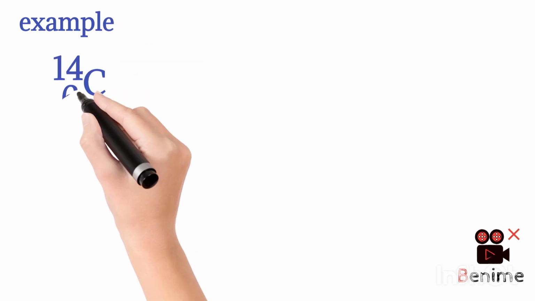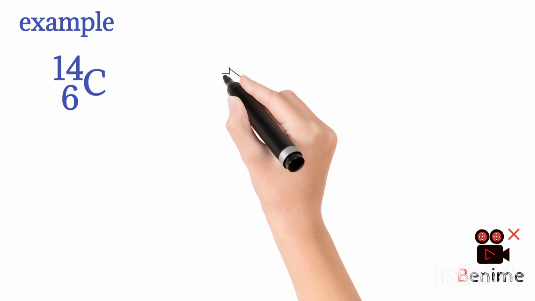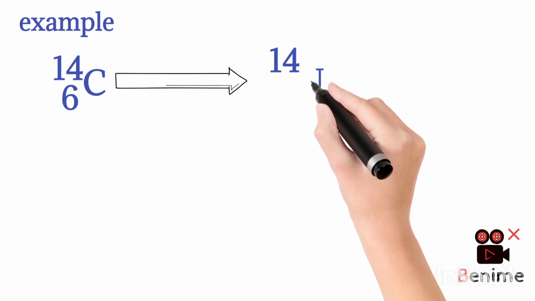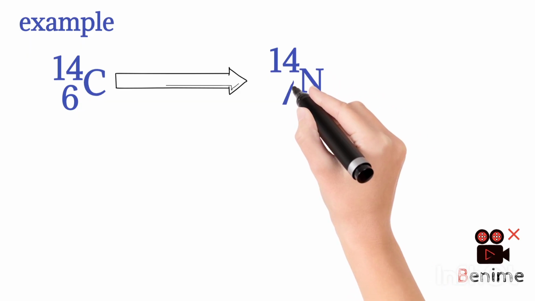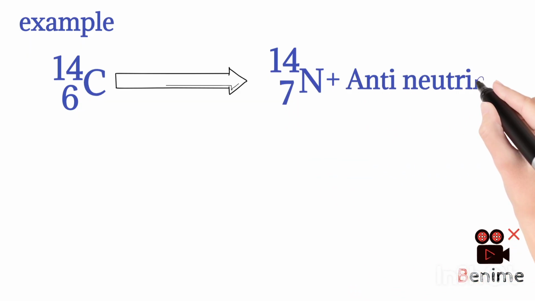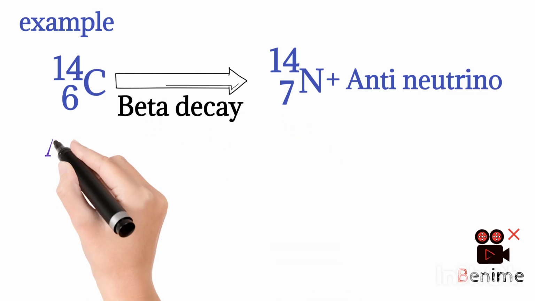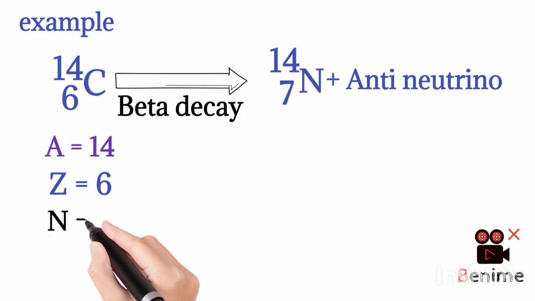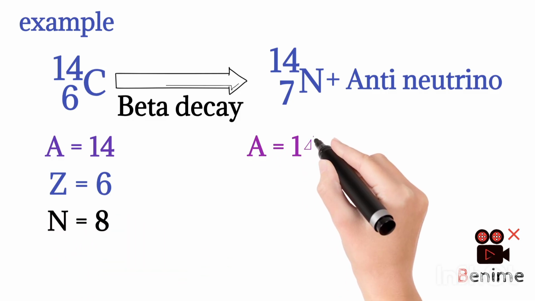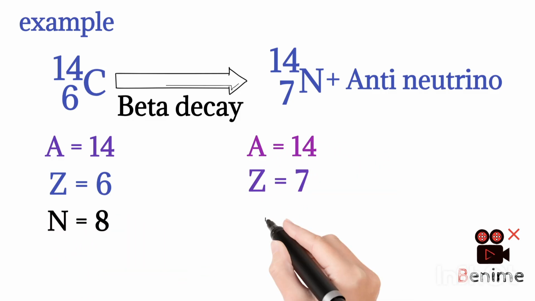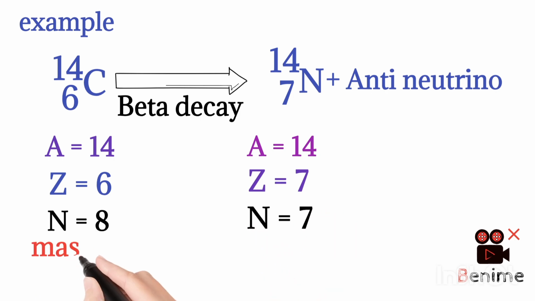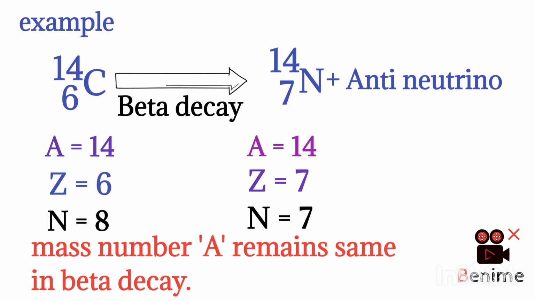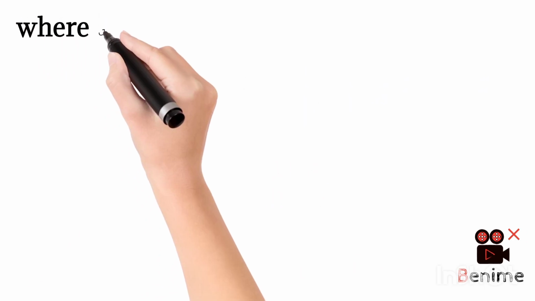Try to understand beta minus decay with an example of a carbon-14 isotope. The carbon-14 nucleus is unstable. By beta minus decay, carbon is changed into nitrogen with emission of an antineutrino. Mass number remains the same in beta decay due to the interchange of a neutron into a proton, which does not decrease the overall mass number, as one decrease in neutron results in a respective increase in proton, but this increase alters the atomic number.